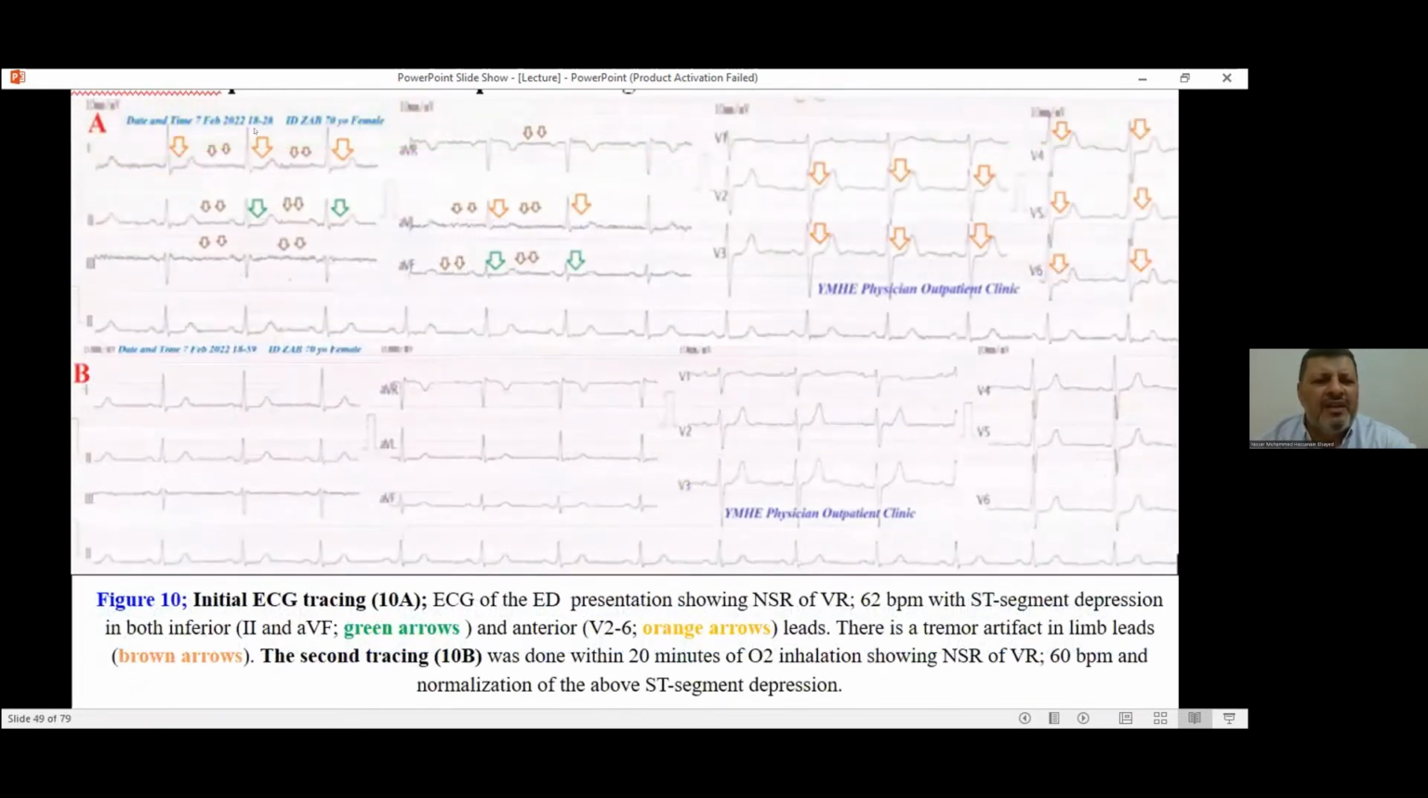As you see, there are widespread ST segment depressions from lead 1 to aVF, also aVL. Here, V2 to V6, widespread ST segment depressions with borderline sinus rhythm. This is tracing 1, tracing 2, or tracing B. There is improvement of the ST segment after oxygenation, no more than this.